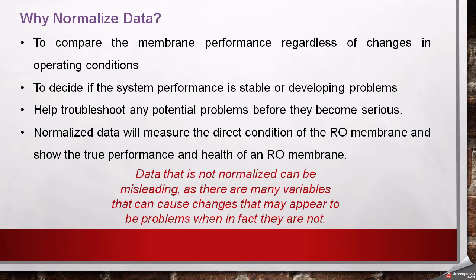And the fourth one, which is also important: the normalized data will measure the direct condition of the reverse osmosis membrane and show the true performance and health of an RO membrane. In other words, data that is not normalized can be misleading, as there are many variables that can cause changes that may appear to be problems when in fact they are not.